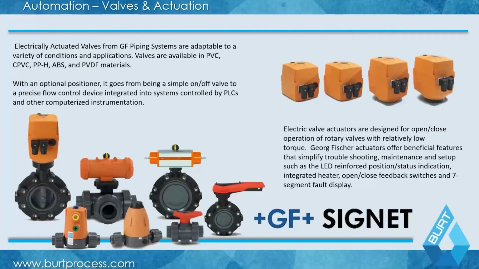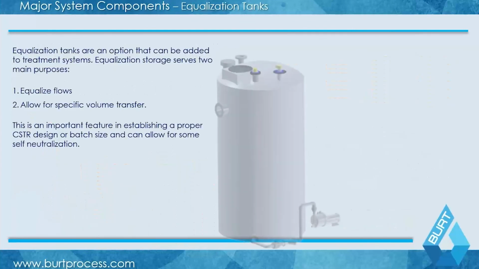In addition, if you're involved with things like a batch process or more of a hybrid batch system, you'll also use actuated valves as a means to shut off that effluent should you actually go out of compliance with your actual discharge.